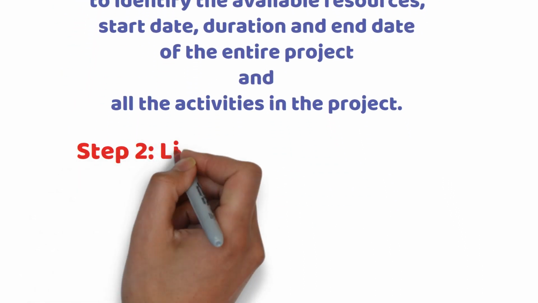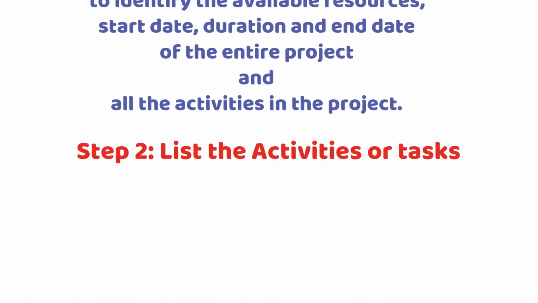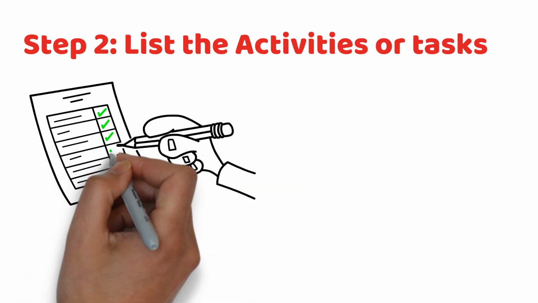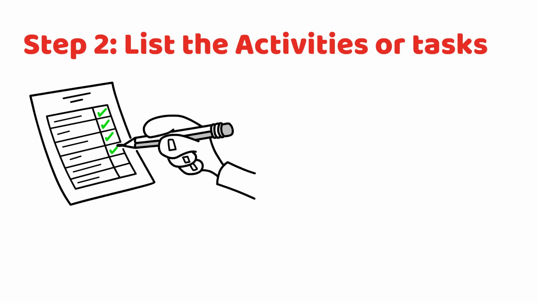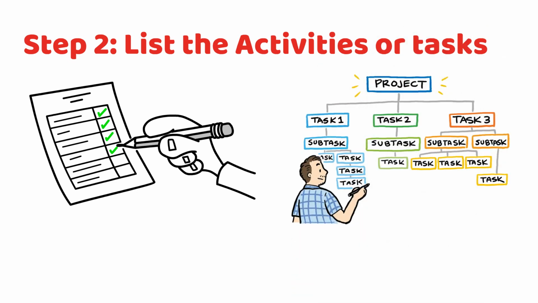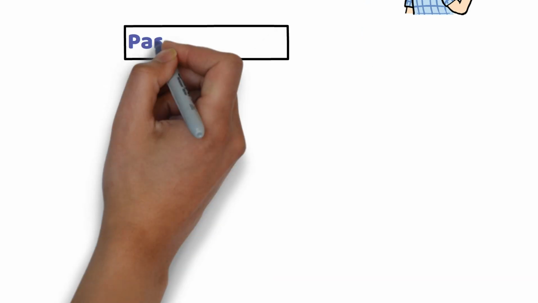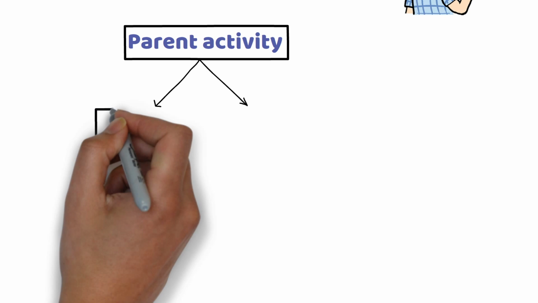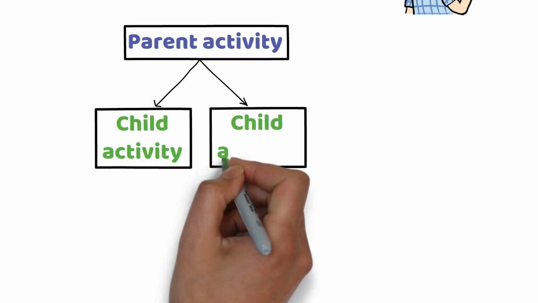Step 2. List the activities or tasks. Prepare a list of all the activities in the project with the support of all the team members. This list may have activities and sub-activities. An activity is a task to be completed. Activities are hierarchical in nature. That means there is a main activity, which is called parent activity. This parent activity can be broken down into sub-activities or child activities.